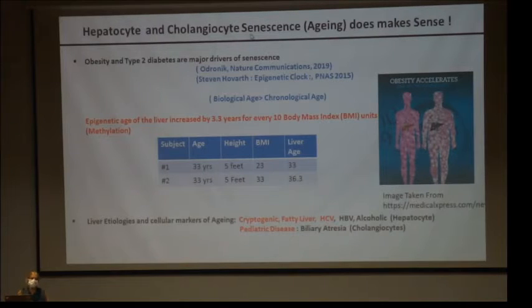So what exactly is meant by the term senescence? The cell is not dividing. But senescence, when you put it in the context of an organ or an organism, becomes aging. So what we are talking about is actually cellular aging. More scientifically, you have to call it senescence. Both obesity and type 2 diabetes are the major drivers of senescence.